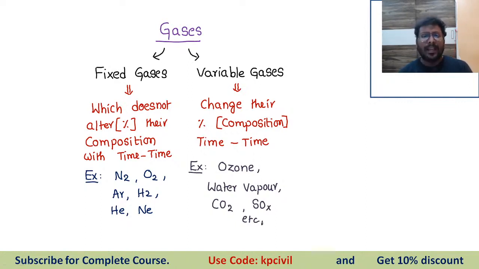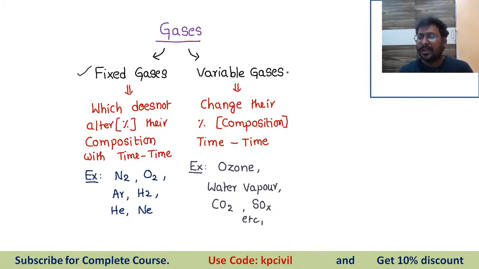So the gases available in the atmosphere, we have differentiated based on their behavior. Those which change their percentage are variable gases. Those which do not change their percentage from time to time are fixed, stable gases. Those which can change from time to time, place to place, region to region, modifying their composition, are said to be variable gases. Our problem is not with fixed gases. We don't have any problem with fixed gases.